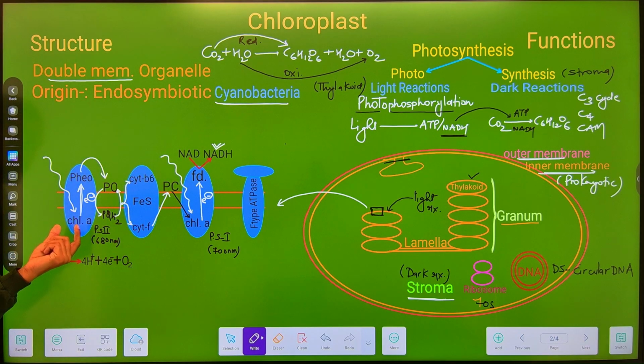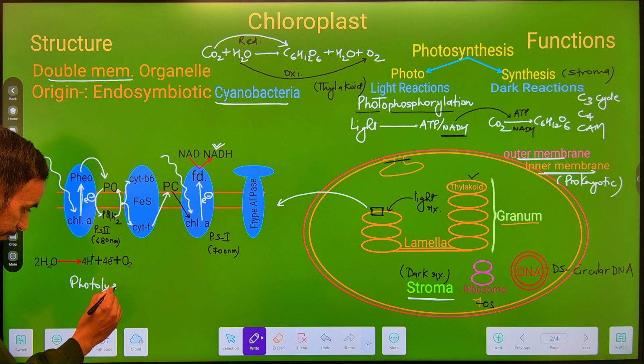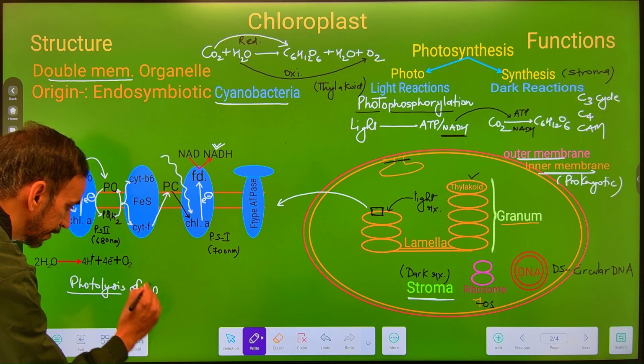So to meet the deficiency of electron at the chlorophyll A of photosystem second, we have a special process which is known as photolysis of water. This is the photolysis of water. That is the lysis of water in the presence of light.